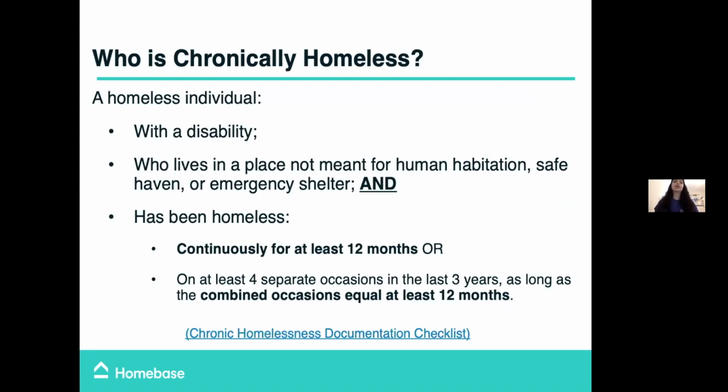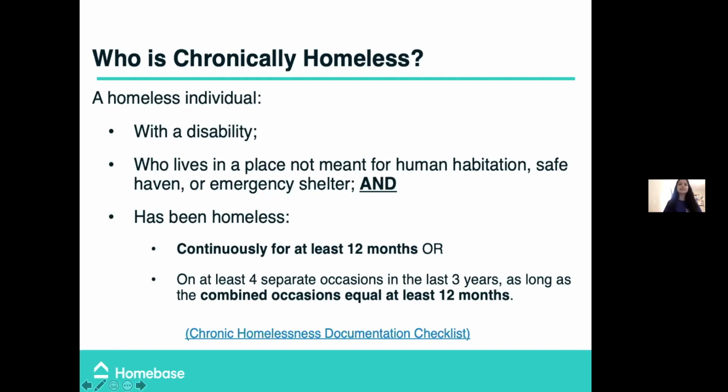Who is chronically homeless? This is a homeless individual with a disability who lives either in streets or shelter and has been homeless for at least 12 months. This can be a continuous 12 months, or it can be episodic if it's at least 4 separate occasions in the last 3 years, and this combines to at least 12 months.